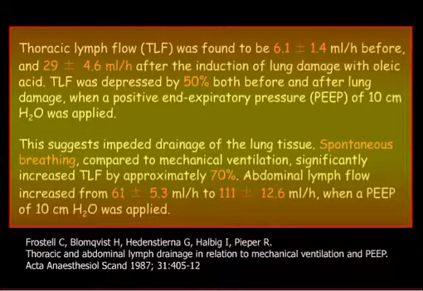So again, this is a study from Kees Frostell. It's very nice. As you can see, it's 1987. And he said thoracic lymph flow was found to be 6.1 before and 29 plus minus 4.6 after induction of lung damage. So clearly demonstrating lymphatic drainage is one of the ways you can get rid of excess tissue water. And this was depressed before and after damage when a positive end-expiratory pressure was applied. The same will happen if you increase intra-abdominal pressure. And then he said spontaneous breathing compared to mechanical ventilation again increased the thoracic lymph flow, even when the PEEP was applied.